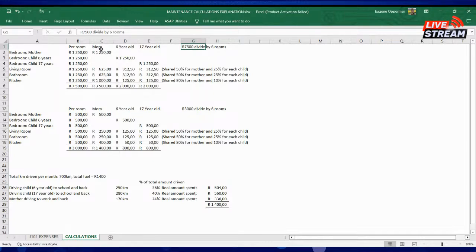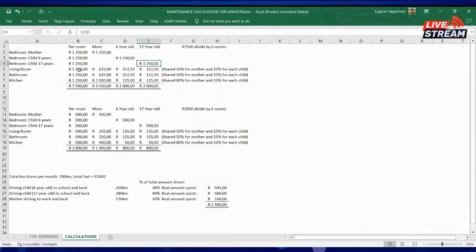Obviously, mom would pay for her own room or be responsible for her own room. The 6-year-old child, 1,250, that's their portion. And then the 17-year-old as well. That seems fair. That seems reasonable.